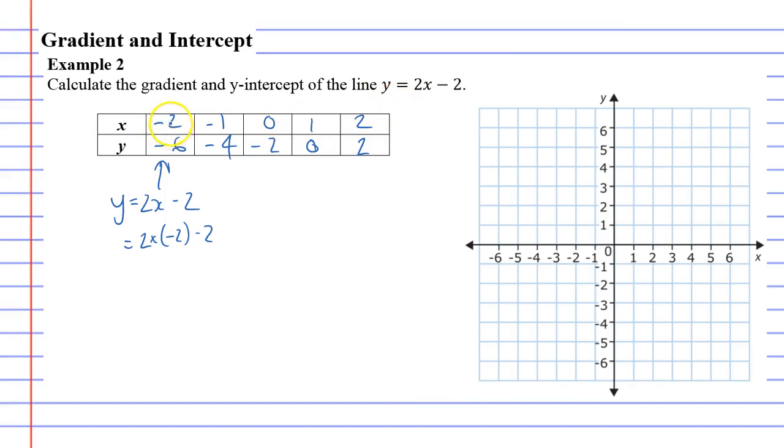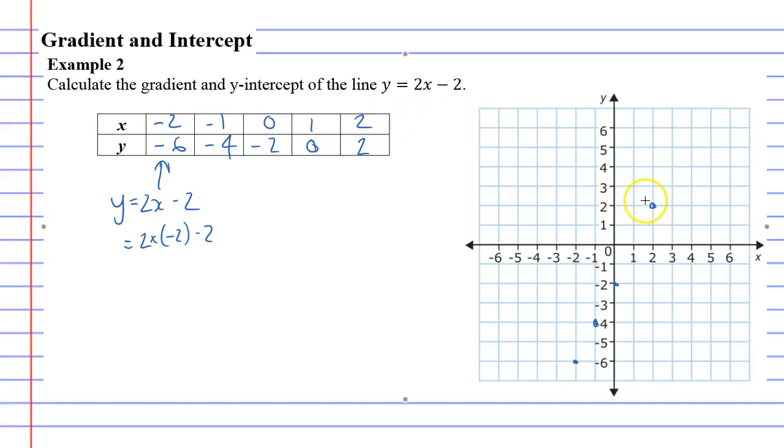Alright, then we go, when x is -2, y is -6. When x is -1, y is -4. When x is 0, y is -2. We've got 1, 0 and 2, 2. And that's enough to draw our straight line.